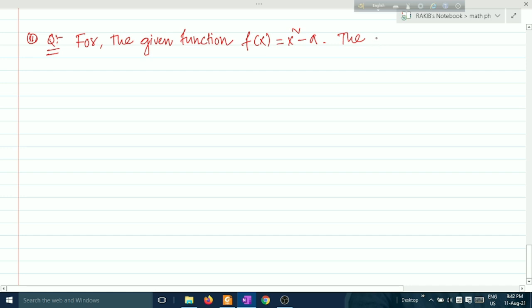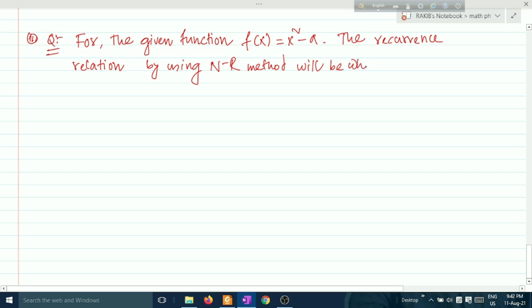the recurrence relation by using the Newton-Raphson method will be what? This is the question. Therefore, what you have to do?